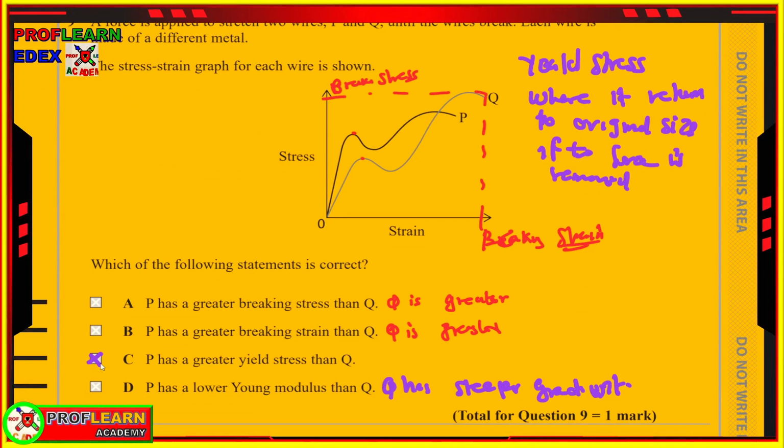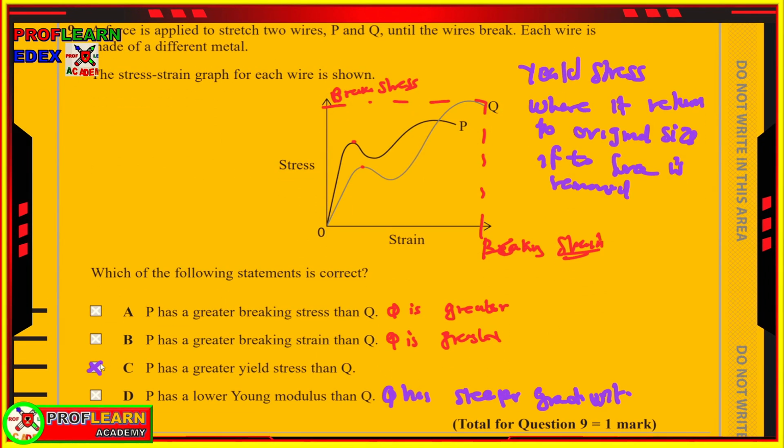Which of the following statements is correct? We can say that A is saying P has the greater breaking stress. No, Q has greater breaking stress. You can see it here, and you can see it's higher than this one here. This is the breaking stress.